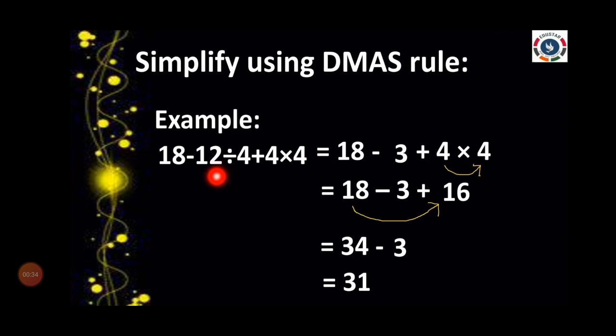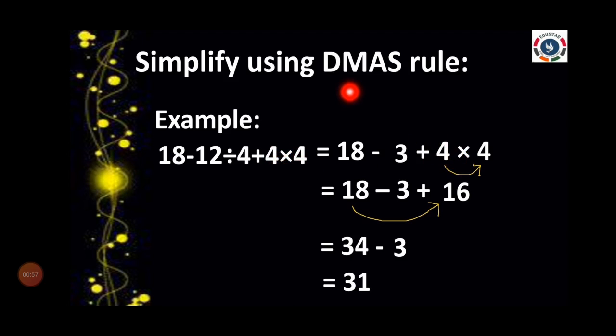So where is the division symbol? Yes, 12 and after it is 4, that we want to take. First we want to divide these two values. So write 18 as it is, then the minus symbol, then 12 divided by 4, how much? 3, right? Then what you have, 4 into 4, that you write.